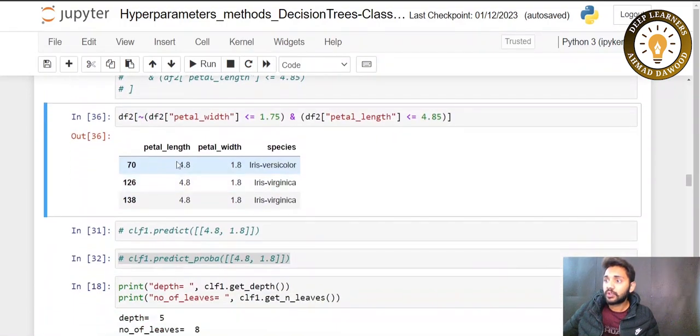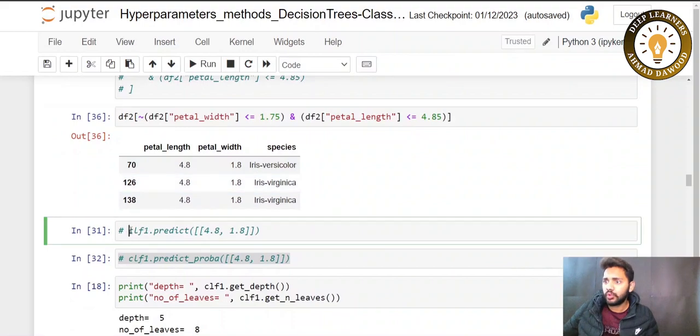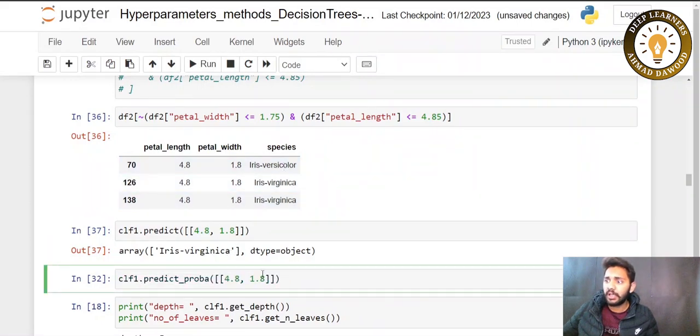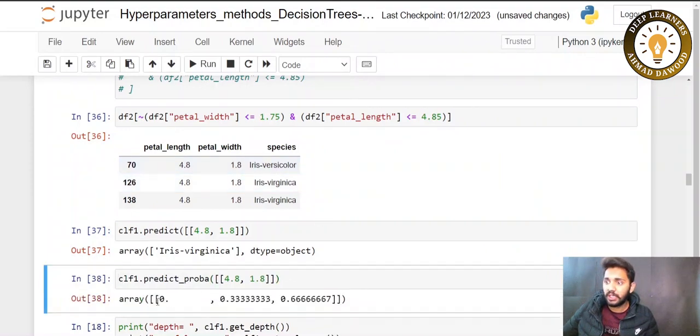Here I can also show you that you can use the predict function to see the output. Here it is saying Virginica is the output. And if you use the predict_proba function, passing 4.8 and 1.8, it can give you the probabilities. Here it says 0% probability of belonging to the setosa class, 0.33 belonging to versicolor, and 0.67 chance of belonging to virginica for that sample.